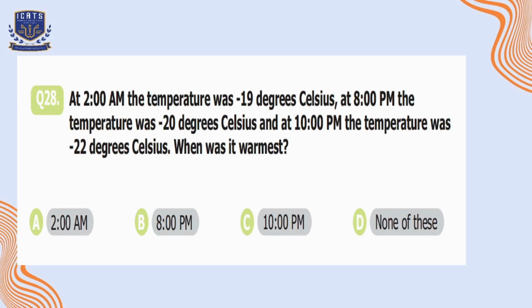So the warmest temperature is the highest number because in negative numbers, numbers closer to 0 are warmer. So if we imagine a number line, minus 19 is closer to 0 as compared to minus 20 and minus 22. So here the temperature will be warmest at 2 a.m. because temperature was minus 19 degrees Celsius at that time.